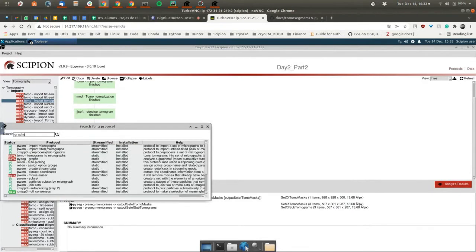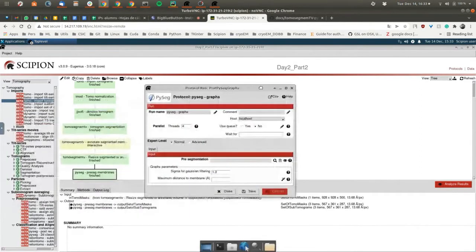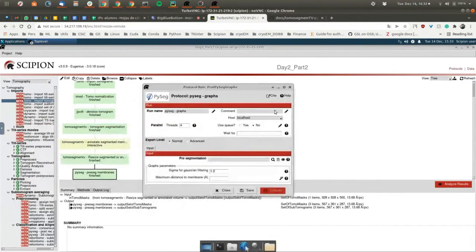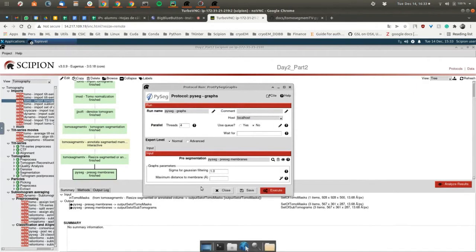So the first input of this protocol, thanks to you, Dimitri, is just the segmented membranes we have pre-processed before, so the result of the Pyseg protocol. This second parameter is used to more or less determine the density, how dense the graphs net is going to be.